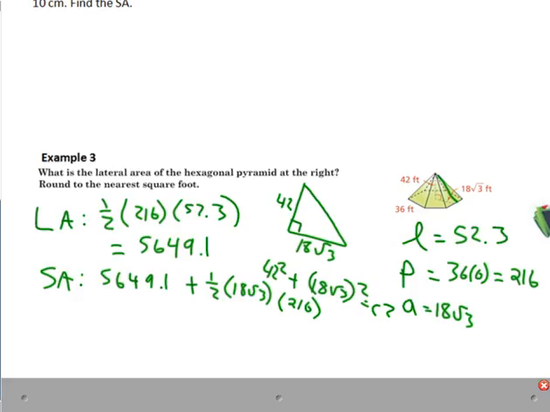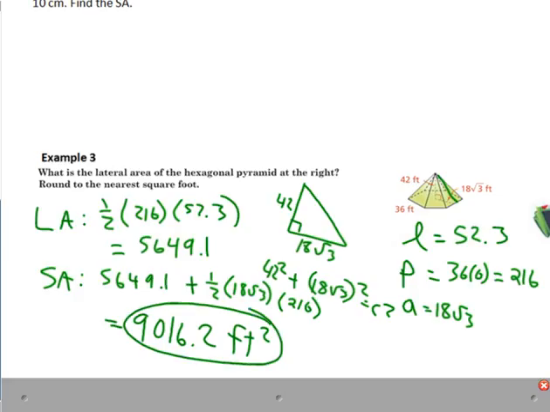Now I'm just going to add and use parentheses to do 0.5 times 18 times the square root of 3 times 216, and I get a total of 9,016.2, and that's dealing with feet, and for an area it's squared. All right? So that is how you use the formulas for lateral area and surface area of a pyramid.